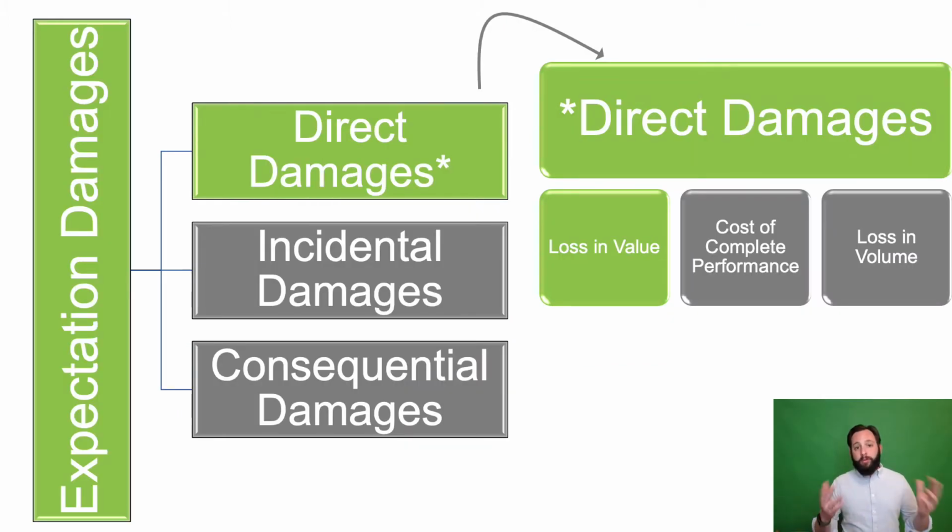There are three methods of calculating direct damage or direct loss, and we're going to start with the most common, which is the loss in value calculation, which is going to be the difference between what the party expected to receive and what the party actually received. The difference or diminution in value between expectations and reality, which again is sort of the cornerstone of expectation damages. And then we're going to take a look at some alternatives. But first, let's step through what it means to have a loss in value.